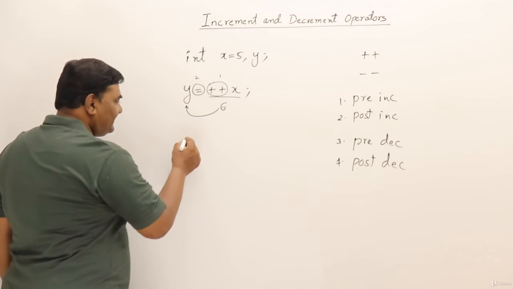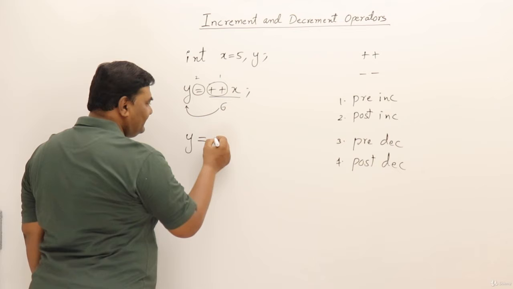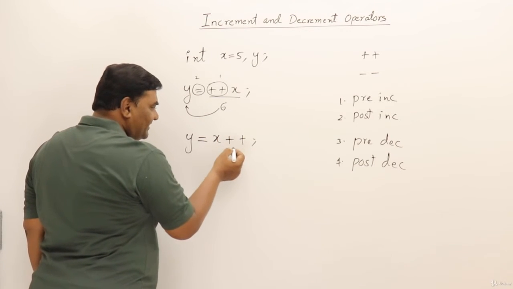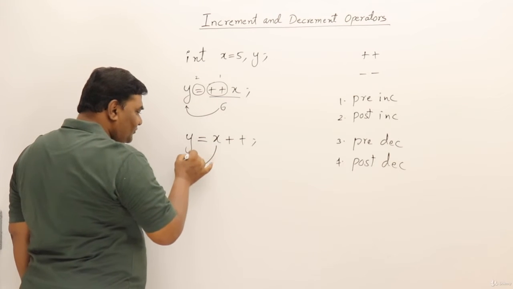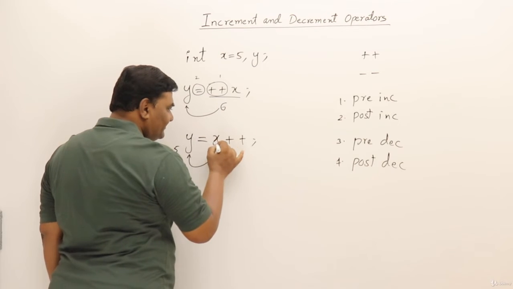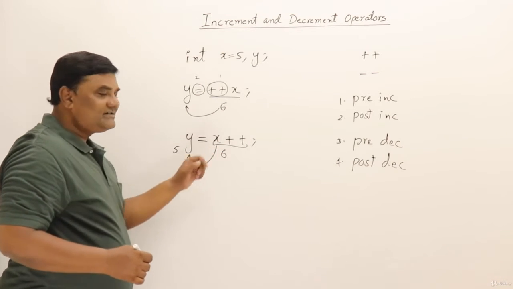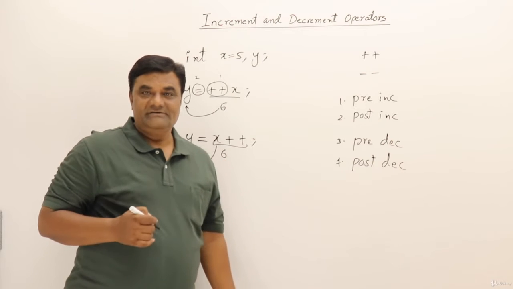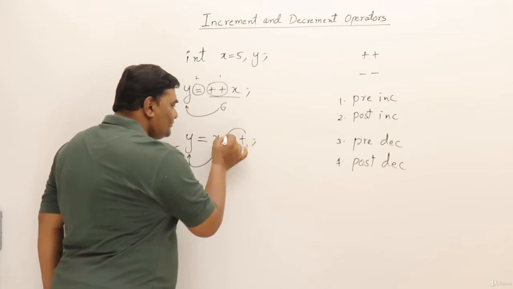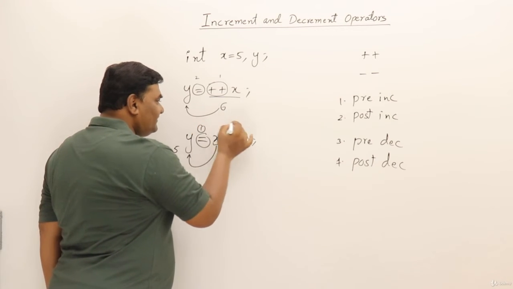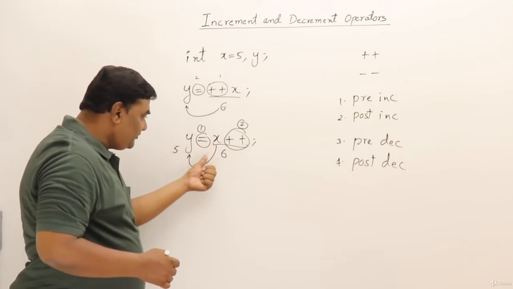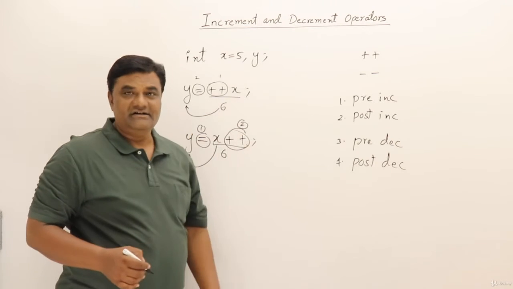Then instead of this statement, if I write y assign x++, then this is post-increment. So first the value of x is stored in y, so that is 5 is stored, then x becomes 6. So this value becomes 6. So this ++ will be done afterwards. So it's post-increment. So what is done first? Out of these two operators, assignment is done first, then increment is done. So the value of x is used first, then it is incremented.